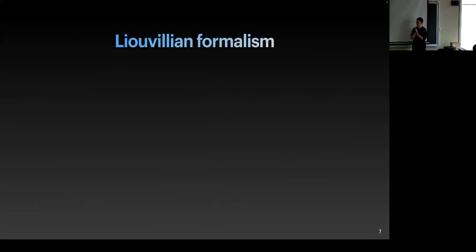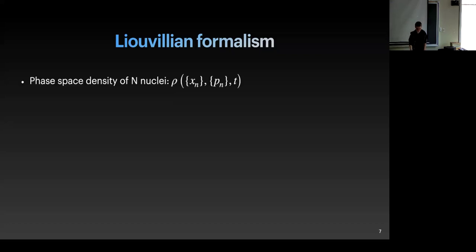Then the next ingredient we need to understand our quantum algorithm is the Liouvillean formalism. So let me briefly walk you through it, because that's essentially how we put, right? The question is, how do we put classical dynamics on a quantum computer? It might not be so obvious. And the Liouvillean formalism provides a very natural way of encoding classical information on a quantum computer.